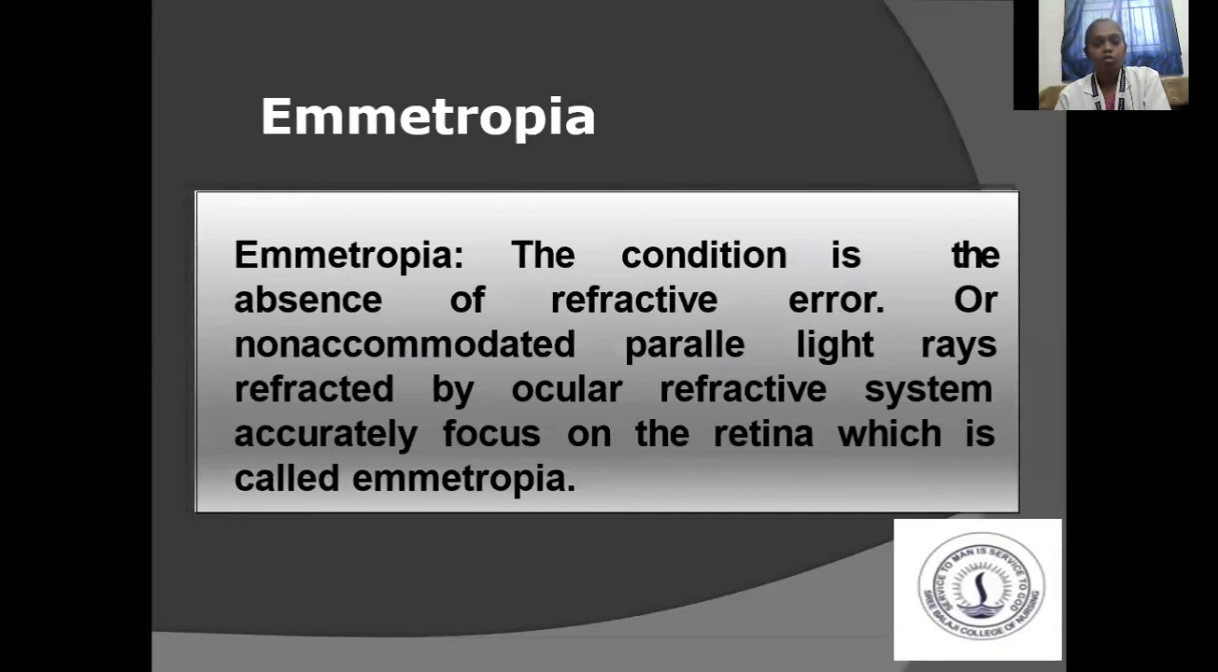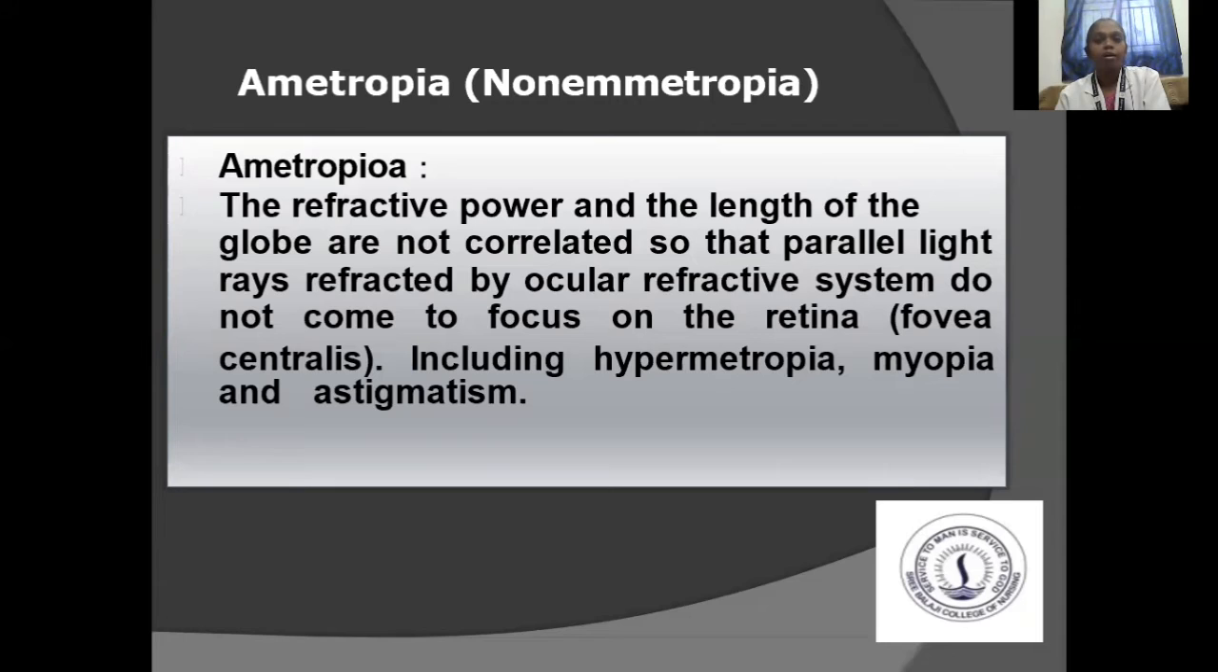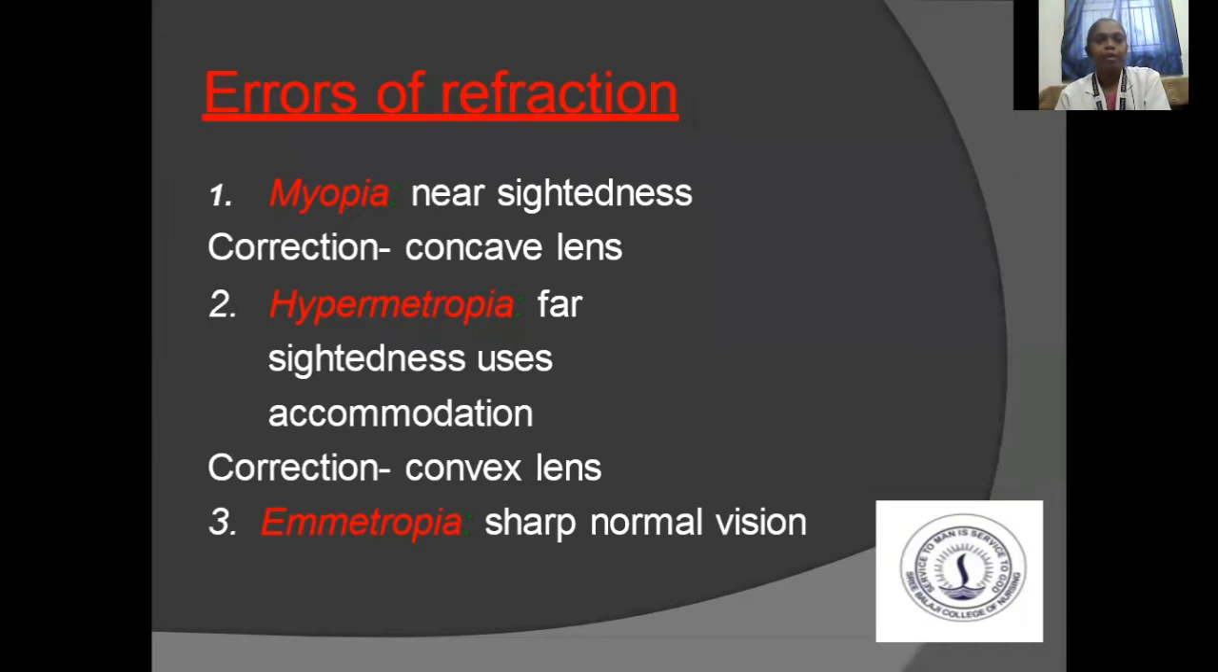So emmetropia means normal vision without any refractive error. Ametropia, or non-emmetropia, means just the opposite: here the refractive error is present. It majorly includes hypermetropia, myopia, and astigmatism. So the commonest errors of refraction include myopia, hypermetropia, and astigmatism. Emmetropia is the normal vision. The commonest errors are myopia and hypermetropia.